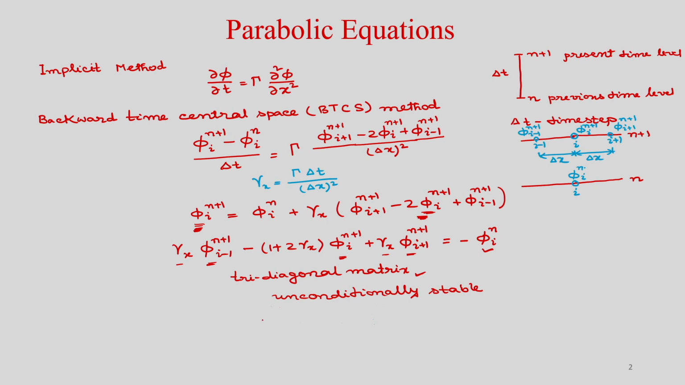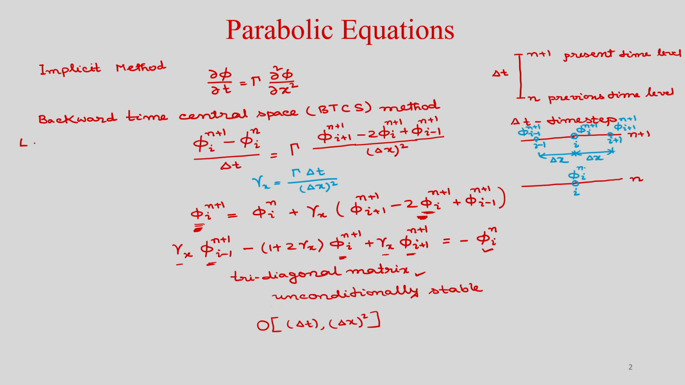And what is the order of accuracy? Order of accuracy is delta t, first order in time, and delta x square, second order in space. So, this is the simplest method where 3 unknowns are there and it is easy to solve this equation, and sometime it is known as Laasonen method, and famously known as BTCS, backward time central space method.